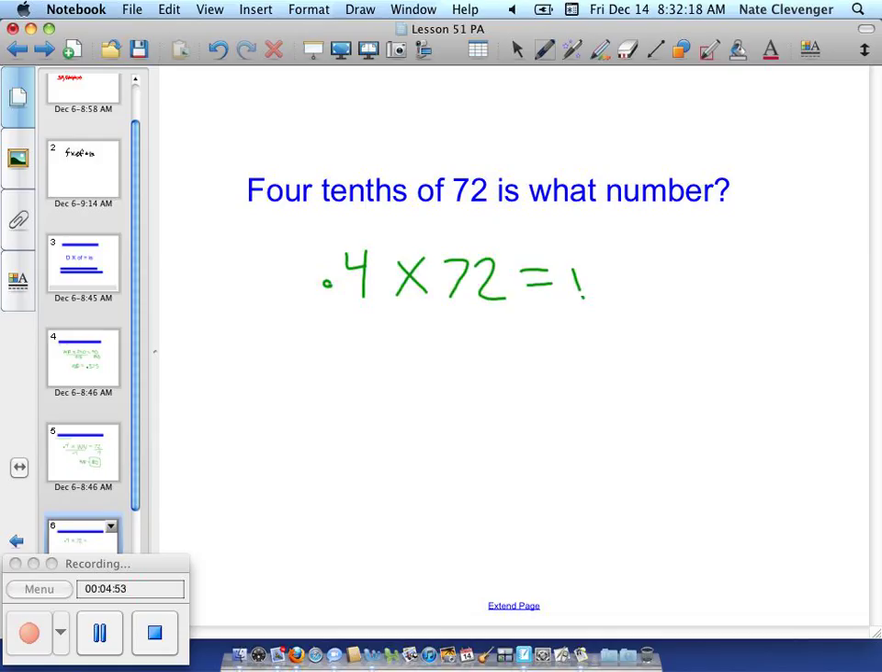Kelsey, do I have to do anything weird on this problem? You just have to take 4/10 times 72. Yeah, it's 28.8.